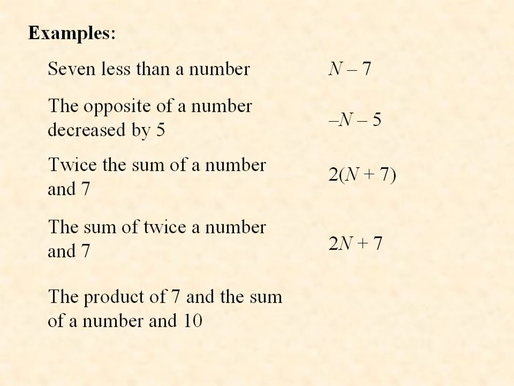The product of 7 and the sum of a number and 10. We have to be careful on what we're multiplying. We're multiplying 7 times the sum, so the sum has to have parentheses around it. We write this as 7 parentheses n plus 10, because the sum needs to be done first.